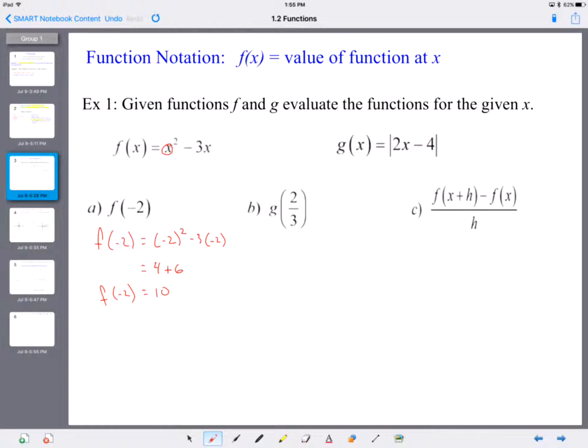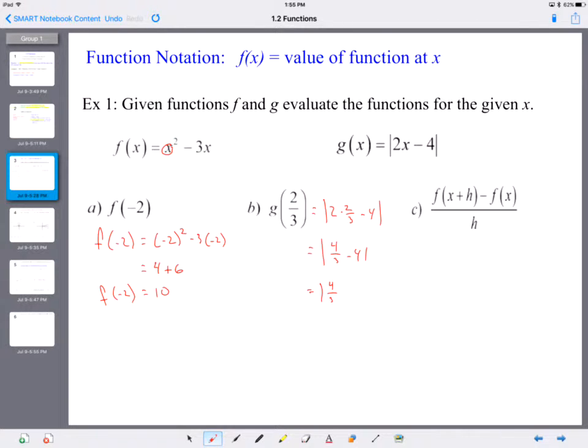On the second one, g of 2/3. So we would plug in 2/3 wherever there's an x value. Evaluate. Absolute value is a grouping symbol, so you do what's inside the grouping symbol first. And then 4/3 minus 4. Once again, you can do that in your head or find a common denominator, whatever you need to do.